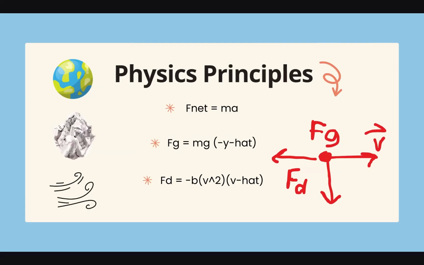air resistance. The fundamental physics principle in this lab was Newton's second law, which states the net force acting on a system equals the mass of the system multiplied by acceleration. The gravitational force was given by F equals mg, with the force facing in the negative y hat direction. Air resistance was modeled as a force proportional to the square of speed and pointing opposite the direction of motion. Here, B was a proportionality constant that depended on the object's shape and air properties.